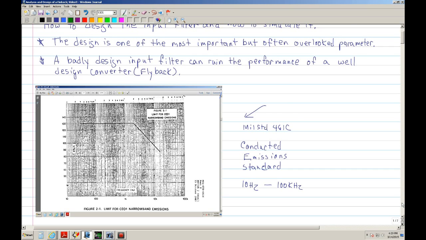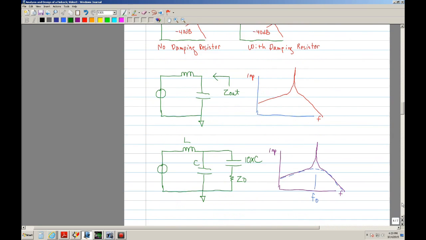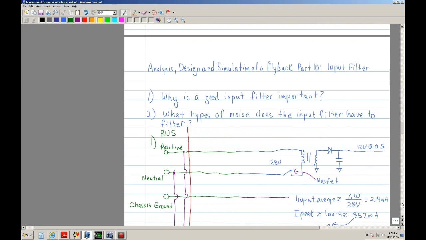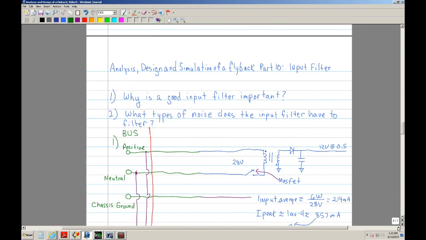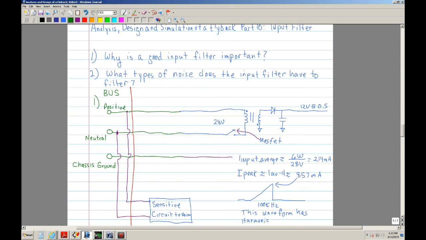I showed the procedure how to design it, but I want to get a little bit more detail as far as the filter that you can design and the type of signals that you're going to be actually attenuating. Okay, so the topics that I'm going to address are shown here. Why is a good input filter important? So I want to touch base on that, the reasons. And then the second is the type of noise. What type of noise does the input filter have to filter out or attenuate? Okay, so why do we want a good input filter?